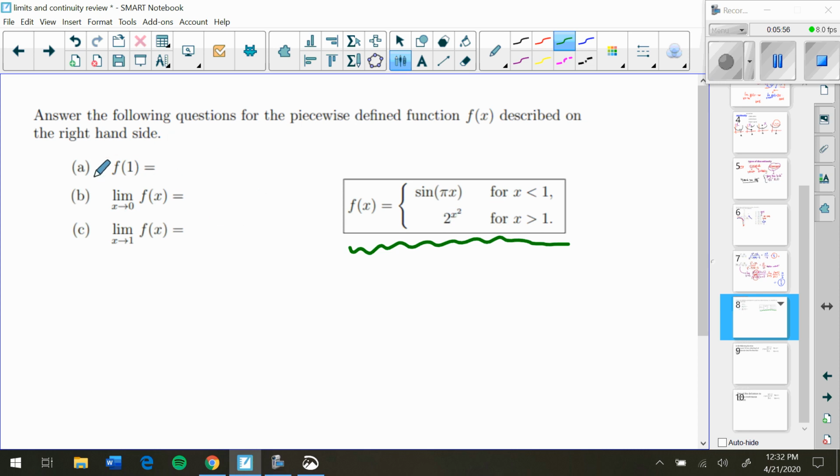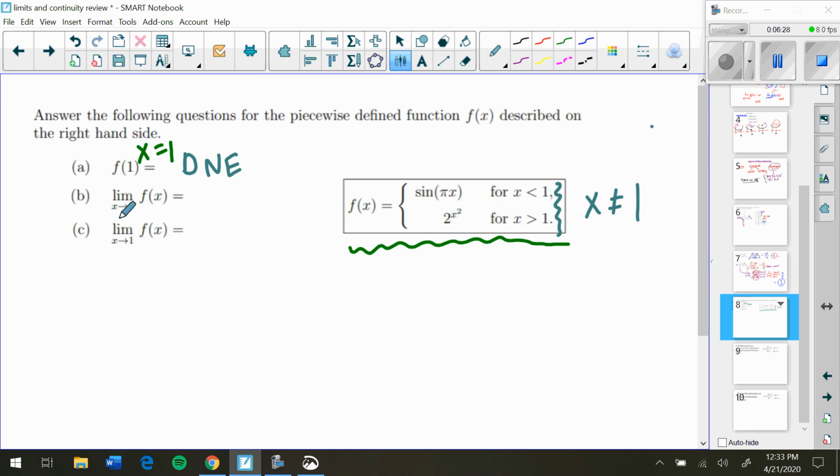We have three things. First, they ask us for f of 1. What is this function when x is equal to 1? So we go over to this right side where we're looking at the constraints, and we notice it has x less than 1, x greater than 1. There is nowhere that this function is defined at 1, which means, what is f of 1? It does not exist. It's not defined on this function.